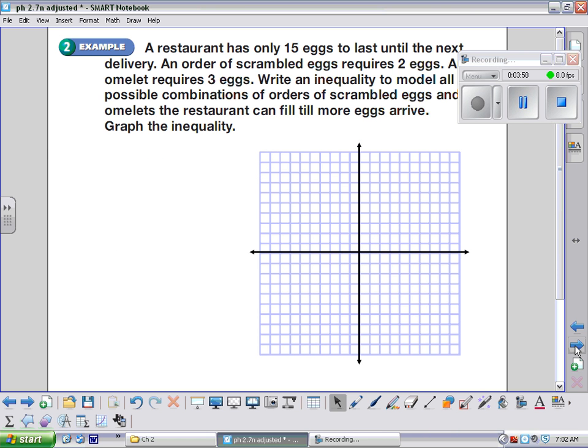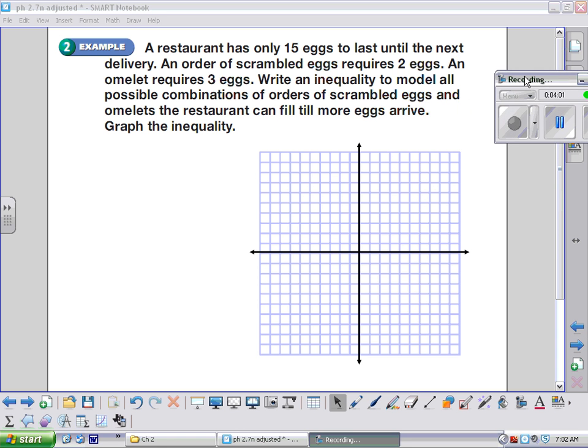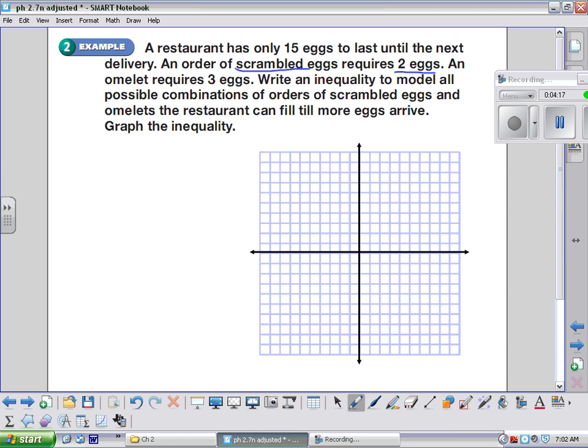All right, let's go ahead and work an example here where the restaurant has 15 eggs to last until the delivery. In order, scrambled eggs requires 2 eggs, so I'm going to underline that. Scrambled eggs, 2 eggs. An omelet requires 3 eggs. Write an inequality to model the combinations of orders. Basically, we'll call the scrambled eggs x and the omelet eggs y, the omelet, if you will.